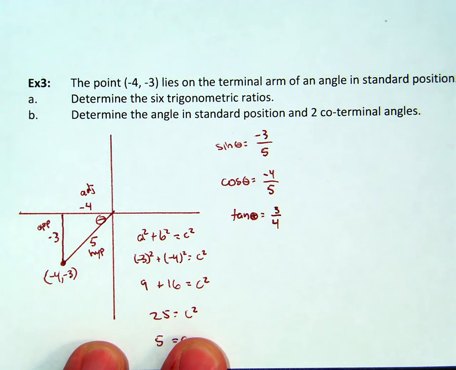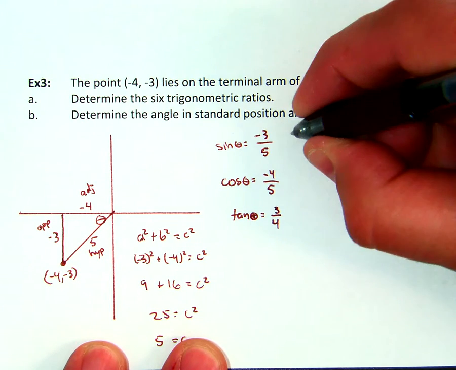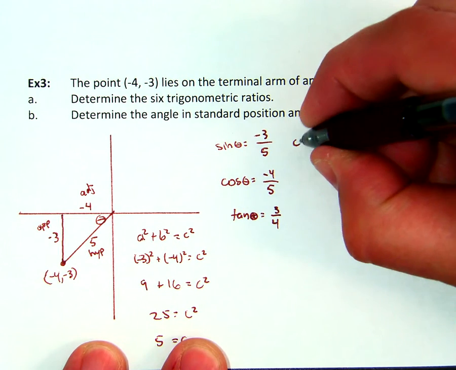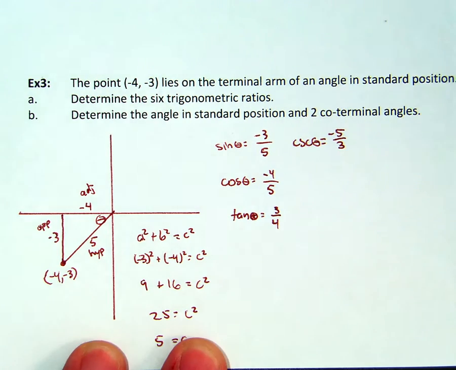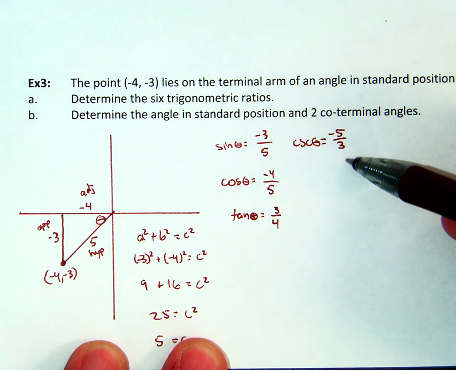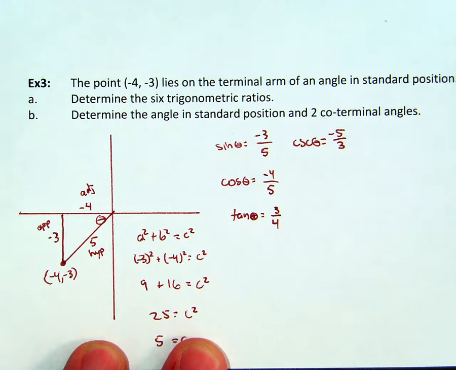And then to find the reciprocal trig ratios, I know from sine I can find cosecant theta would be equal to just negative 5 over 3, so just the reciprocal. So negative 3 over 5 flipped. The negative can't go in the bottom, so I left the negative up with the 5. You could stick it out front too.